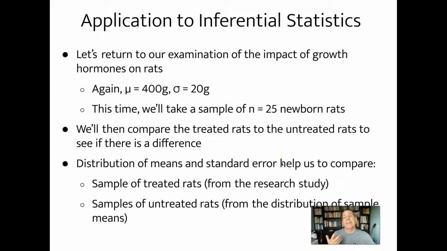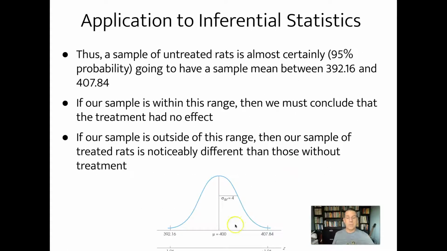But we still want to know, is that sample really different than what we'd expect? And again, what the central limit theorem tells us is what a typical sample of rats would look like. So in this case, a typical sample of 25 rats would have sample means right around 400 plus or minus 4. So any of the samples in here are common, typical, not unusual at all samples. But the ones that are up here, in particular for our purposes, above 407.84 or below 392.16, the ones up here are unusually heavy samples. The ones down here are unusually lightweight samples. Something weird's going on there.